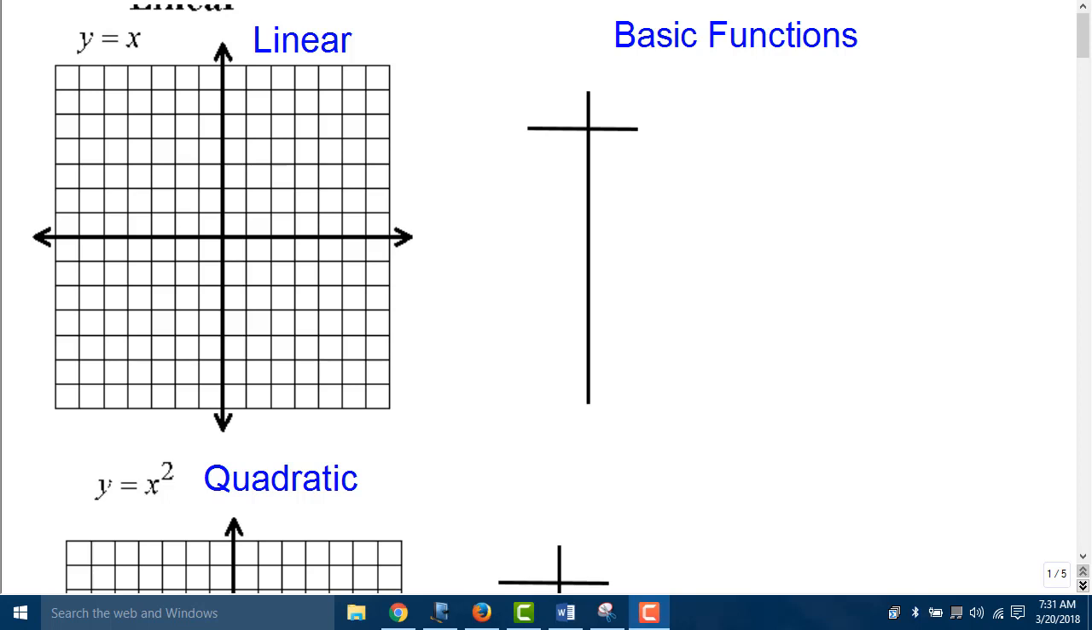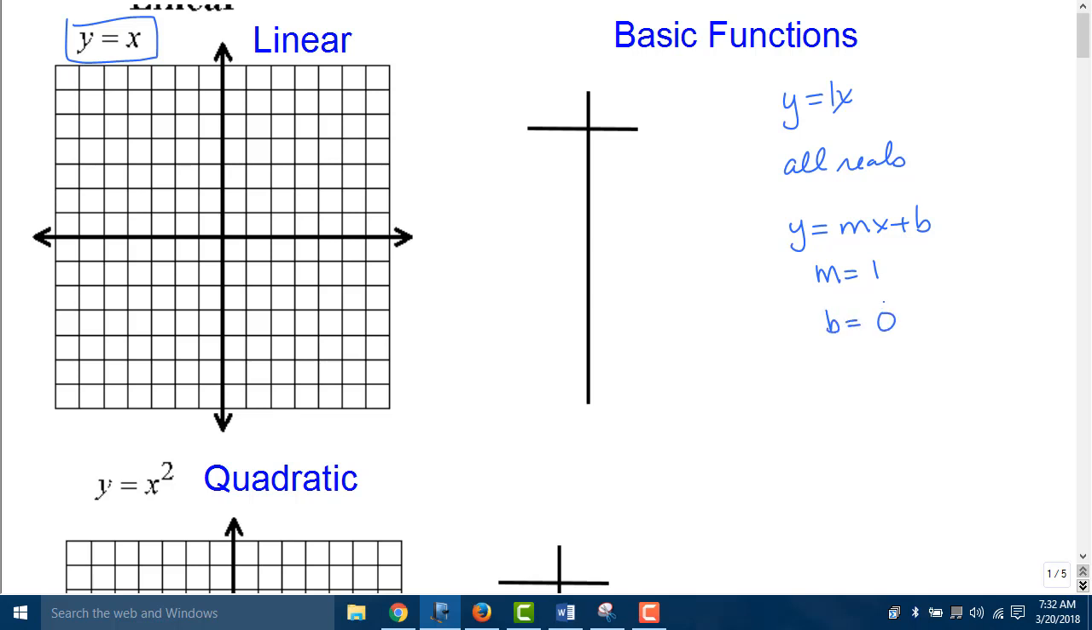In this video, we will be looking at 6 basic functions, most of which you should be familiar with. So let's start out with our basic linear function, y is equal to x. Now we should know that the domain is all real numbers. We also should know that it's in the form of y equals mx plus b, so we should know that the slope is 1 and that the y-intercept is 0.